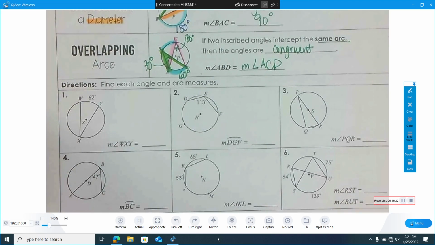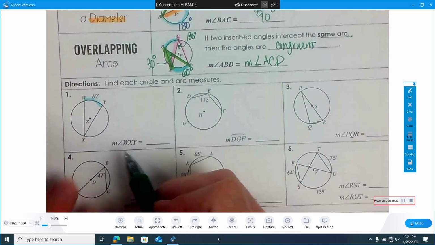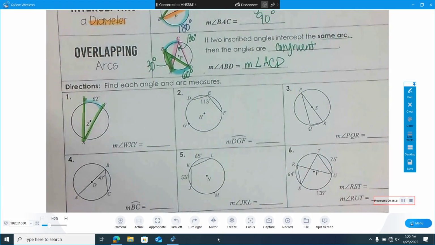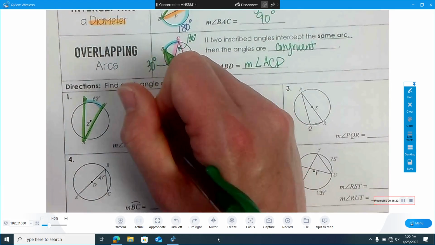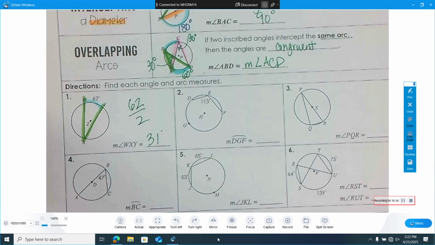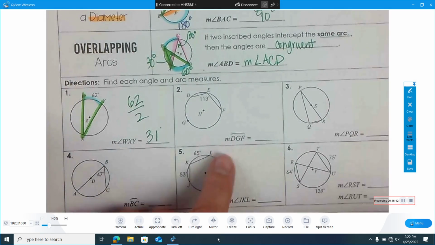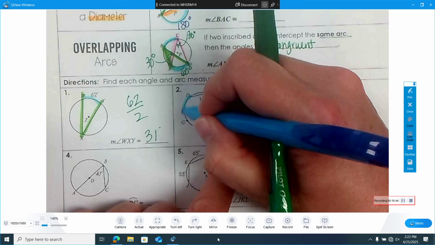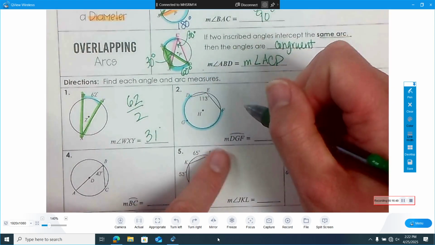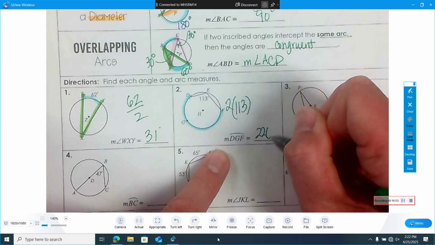All right, and number one, our arc is 62. What's the measure of our inscribed angle? What'd you get? Which is 62 divided by 2. We get 31 degrees. Excellent. Okay. Here, we want the measure of the major arc DGF. What's the measure of that arc? How'd you get 226? 113 times 2, 226. Very good.